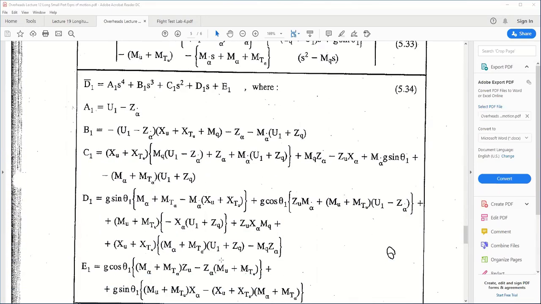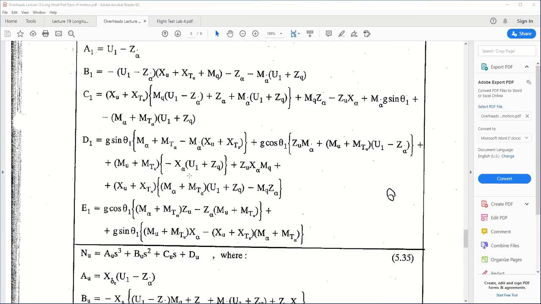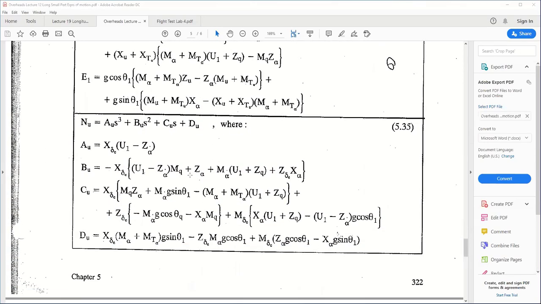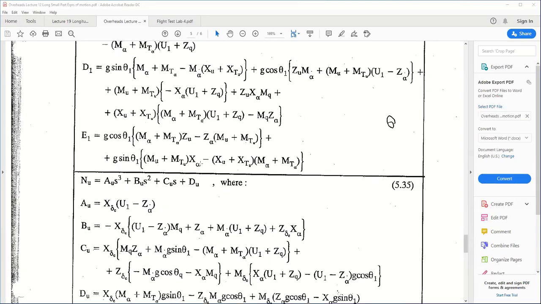And it takes a bit of time. So the denominator, the D1 polynomial, is in terms of these coefficients, A1s to the fourth, B1s to the third, C1s squared, D1s, E1. Then they give you A1, B1, C1, D1, and E1. That's on your handout. And then here's the numerator polynomial. So if you know all of the dimensional derivatives and the flight speed for your airplane, you stick it all into these equations, you crunch away for a while, and you get the numbers that are A1, B1, C1, D1, and AU, BU, CU, DU. You have a polynomial in the numerator and a polynomial in the denominator.